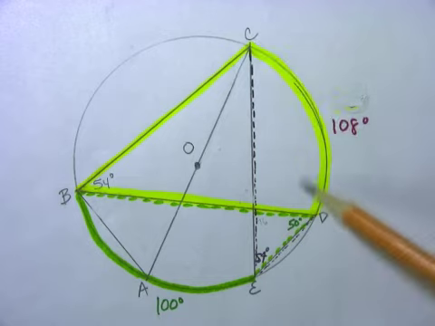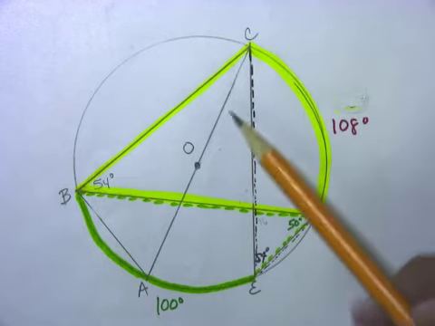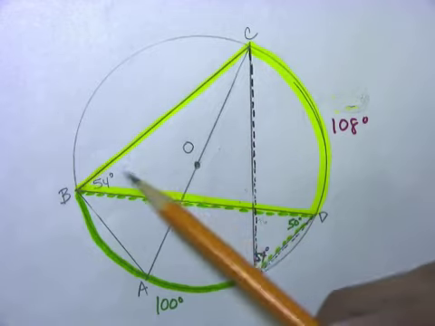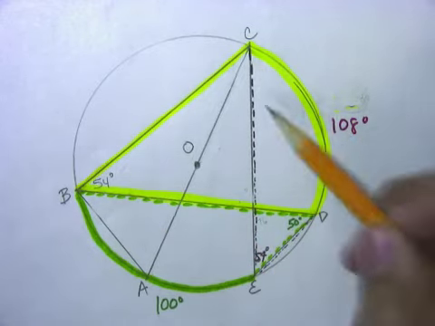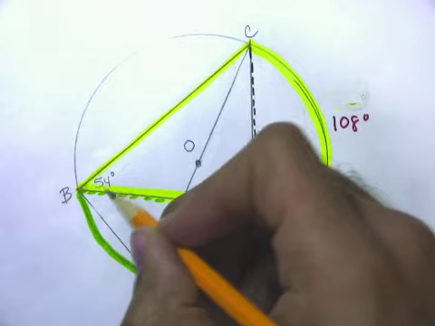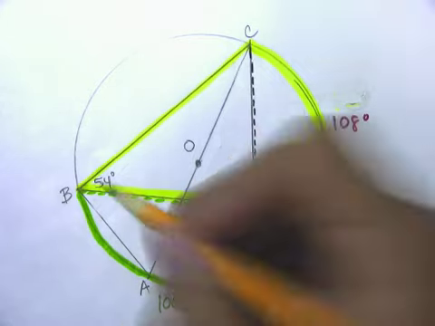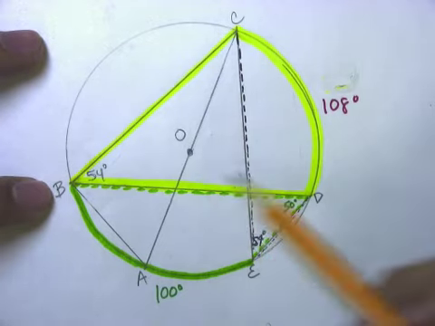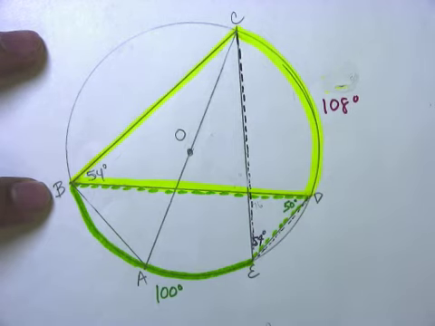Since arc CD is 108 degrees, I can see this inscribed angle right here, and this inscribed angle is going to be half of it. So if this is 108 degrees, this is going to be 54 degrees. So angle CBD is 54 degrees. Right away we can answer question number 7, which is angle CBD.